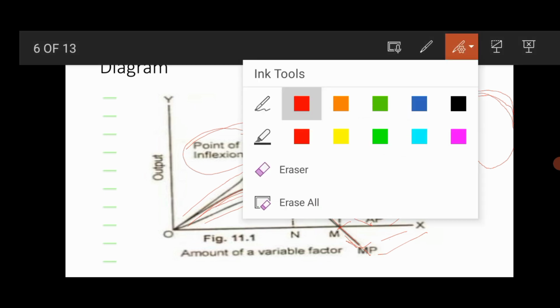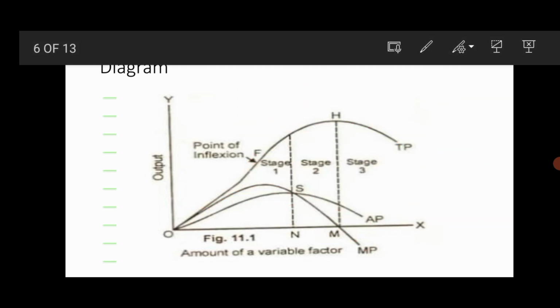So here in the diagram, in second stage we can see that total product goes on increasing, but at a decreasing or diminishing rate, because here AP and MP are decreasing. After a point it will become constant, and then this stage will end, and at the end of this stage we can see that MP becomes 0 and AP goes on declining, but it will not become 0, it will always be positive.